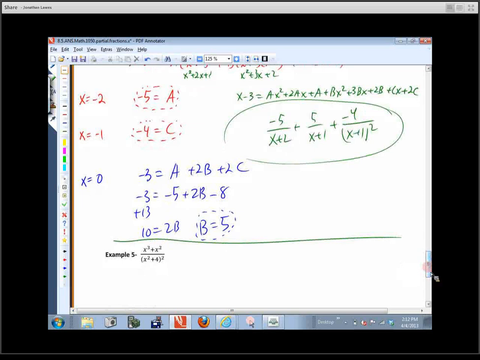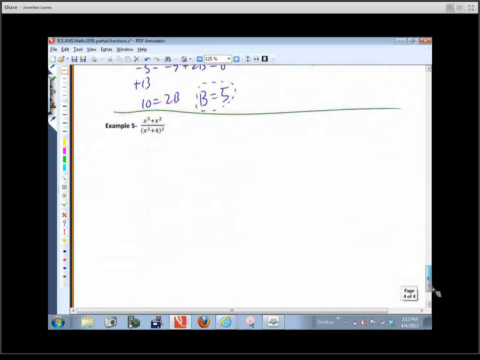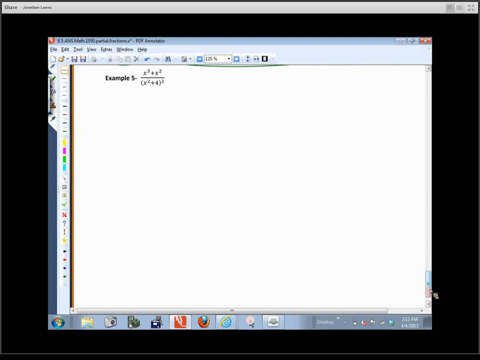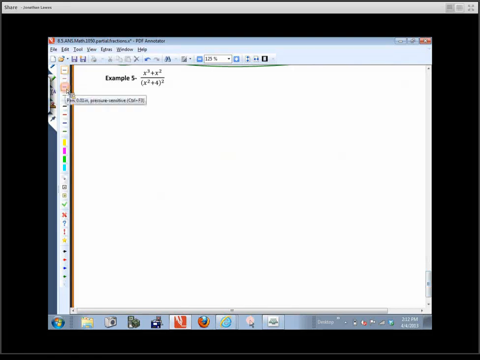Questions? Okay. All right, let's take a look at this last one. At the risk of going down completely the wrong road, Tylin, what's the problem with this one? In what way? It doesn't factor, okay? This is an irreducible quadratic. It's already factored as much as it will go. We've got x squared plus 4 quantity squared.